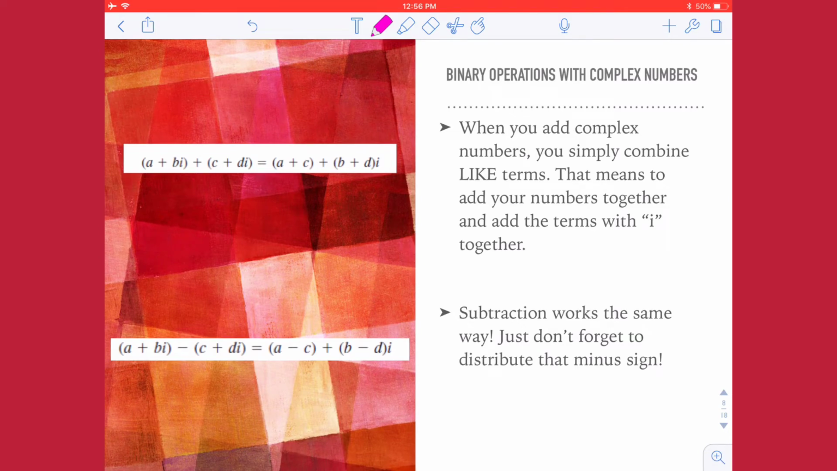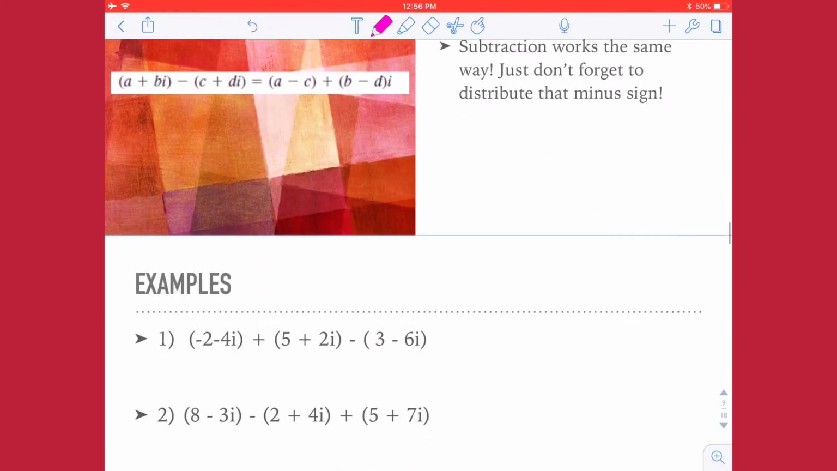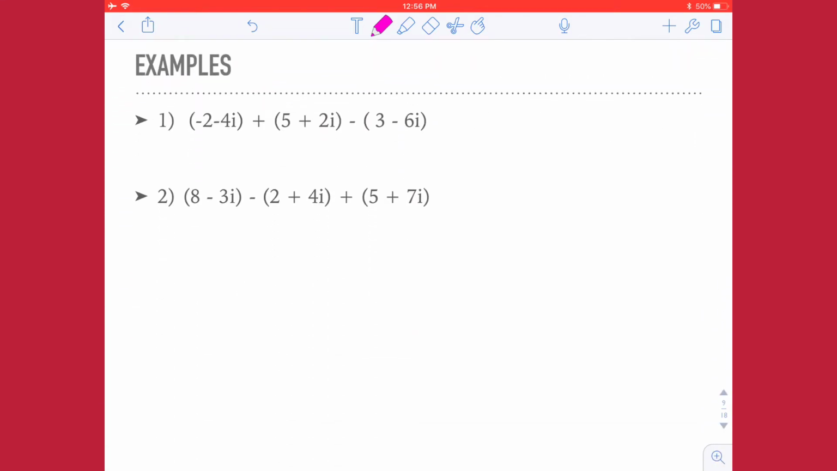Now, when completing binary operations with complex numbers, you're going to add like terms. So things that have i, they'll get combined. Things without i, meaning the real number solution parts, I will add those parts together. And then with subtraction, you just want to remember that you need to distribute your negative sign. So I encourage you to pause this video before I provide the solution and try to combine these like terms.